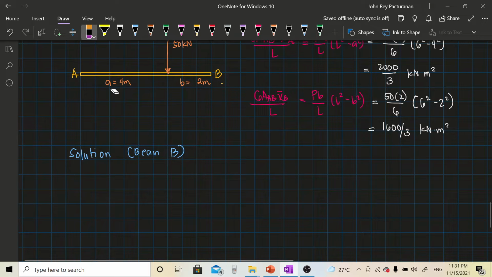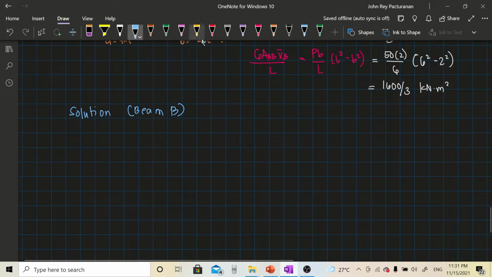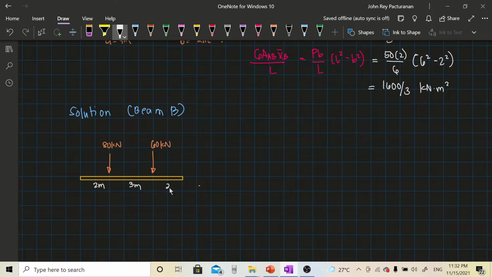So, dalawang concentrated loads lang naman yan. So, kumbaga, addition lang naman yung mangyayari dito. So, sige, let's start drawing this. The beam is 7 meters, or sorry, again, the span is 7 meters. Dito, 80 kilonewton. On this part is 60 kilonewton. So, 2 meters, 3 meters, and 2 meters. So, this is point A and this is point B. So, I will start solving this.